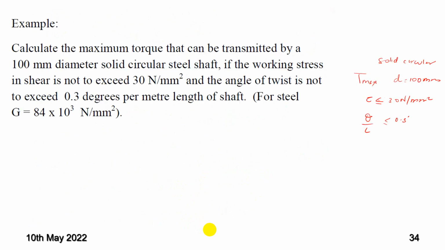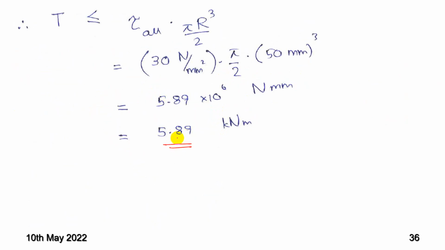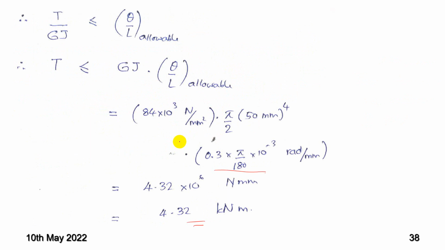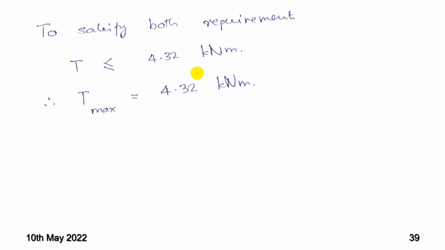If it has to satisfy this condition, not exceeding the 0.3 degrees, it should be 4.32 kilonewton meter. If it has to satisfy working stress, it can go up to 5.89. So the lowest of these two will be the allowable maximum torque. Okay.